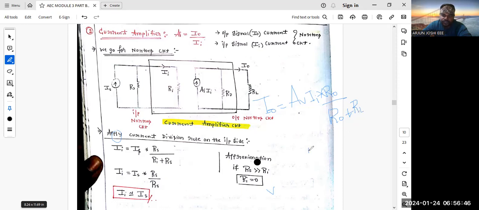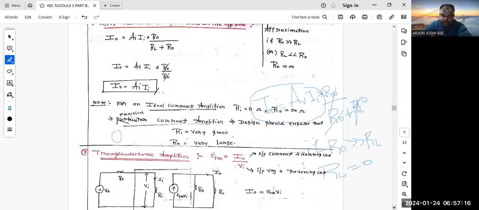Here, what is the single term? RL is the single term. So R naught is much greater than RL. At that time, we neglect this RL and consider only R naught. R naught will get cancelled, so what remains? I naught is equal to AI into II. Let's check, maybe I wrote it wrong. Let's check in the notes. Okay, yes, I'm correct here. So what is the condition here?